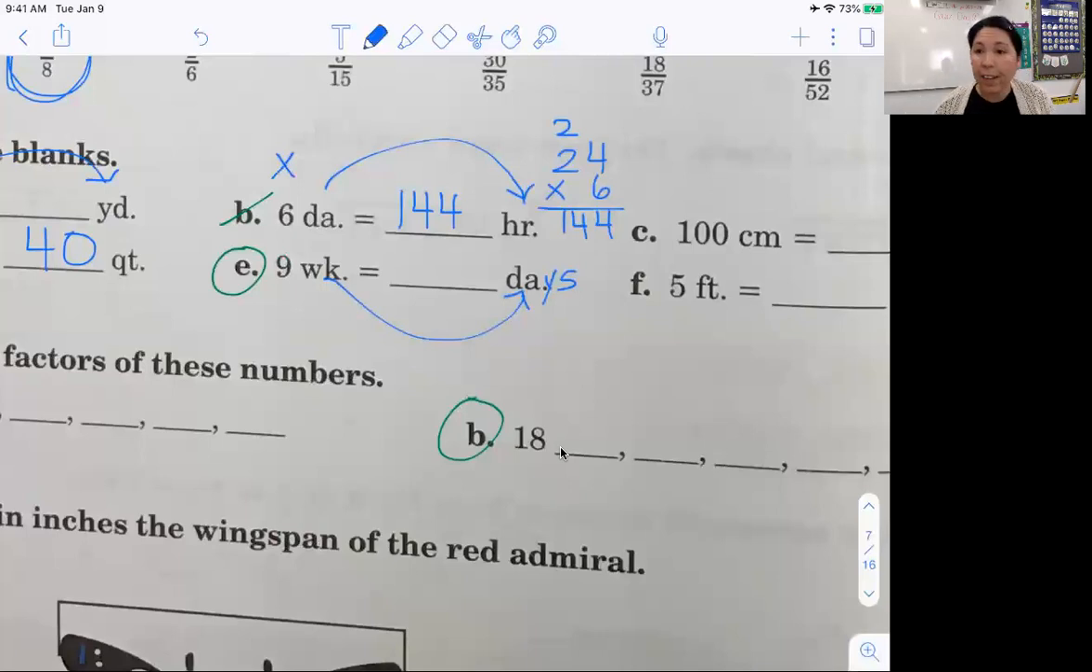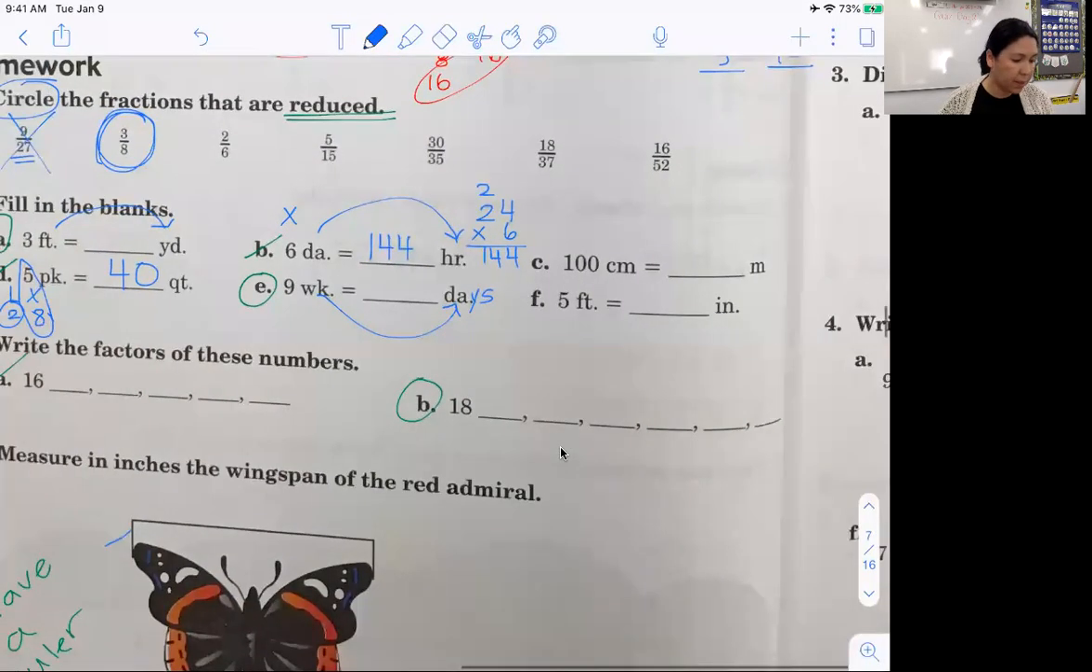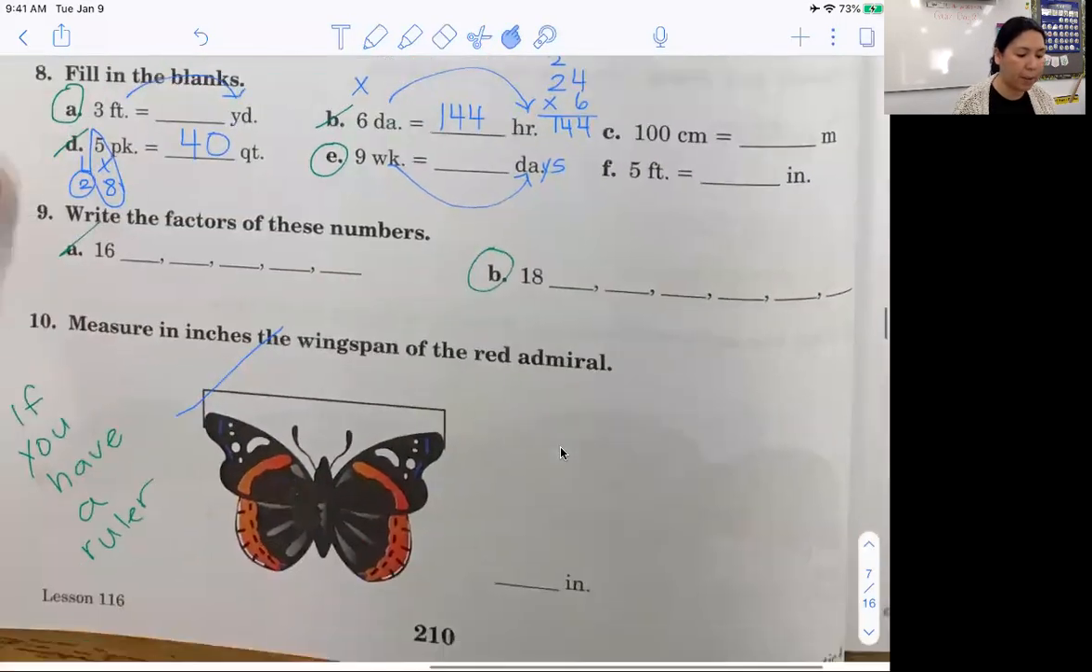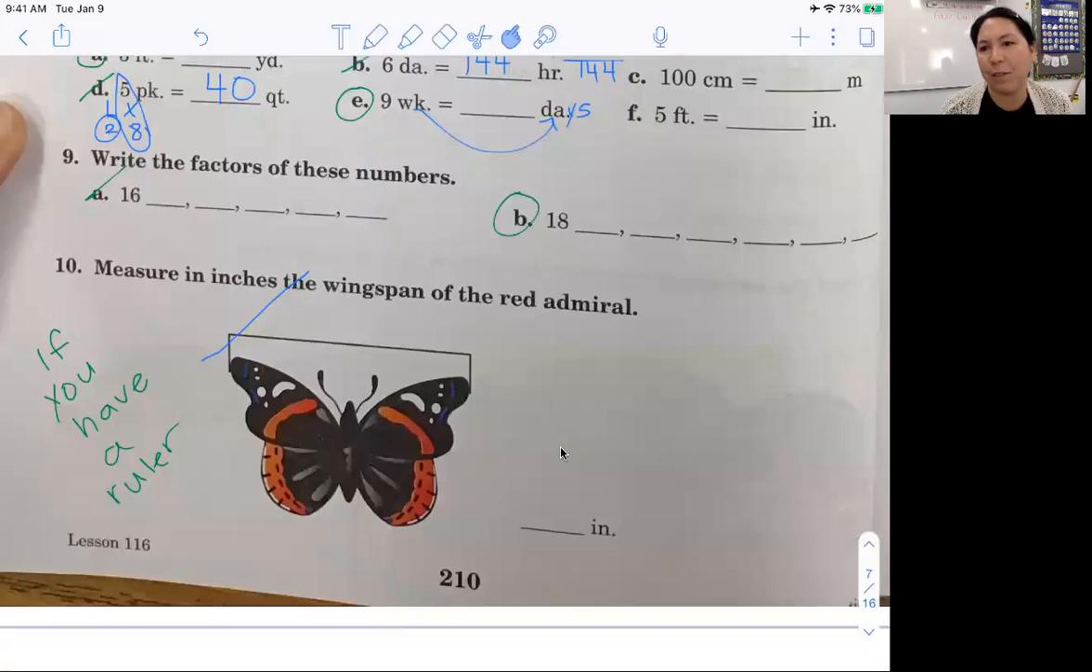All right, and our very last one, friends, the butterfly at the bottom is going to be extra credit if you have a ruler. It's not going to hurt your score. So if you have a ruler at home, measure the wingspan of that butterfly. If you don't have a ruler, it's okay.